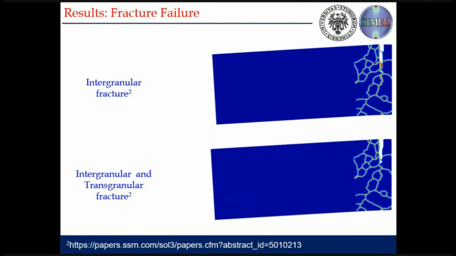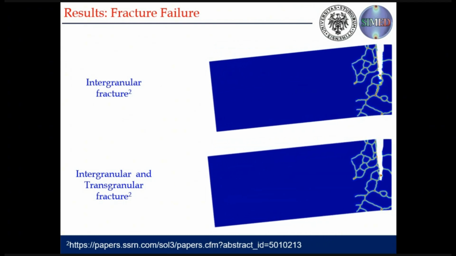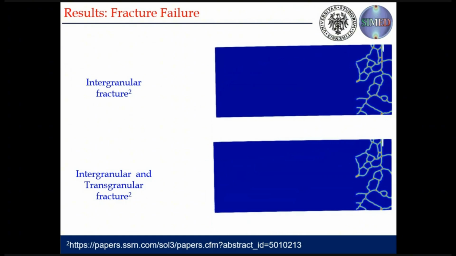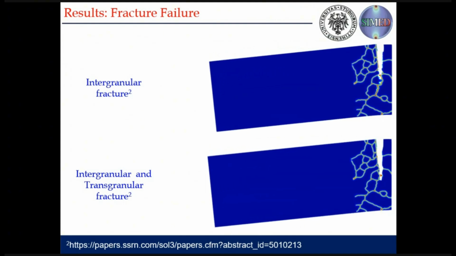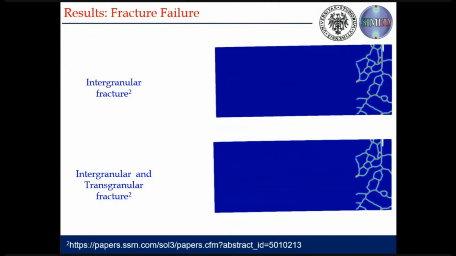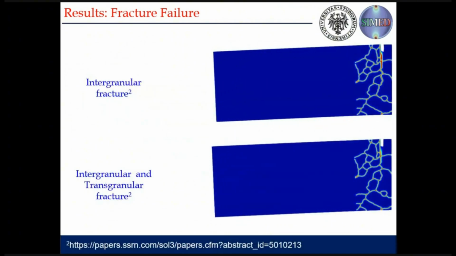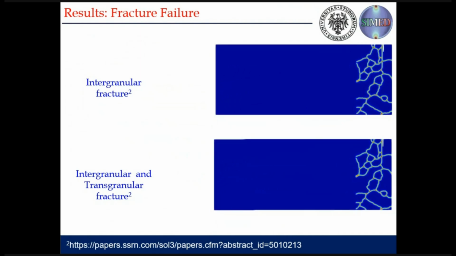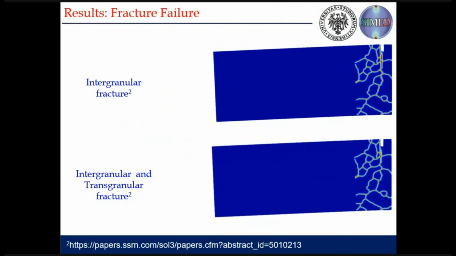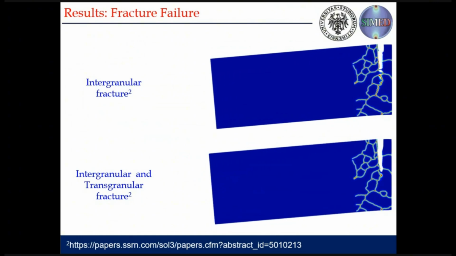Here we have the same material, but its orientation is different. So we have a different material configuration here, and we can see the crack is starting on the grain boundaries, and later on it goes into the bulk.